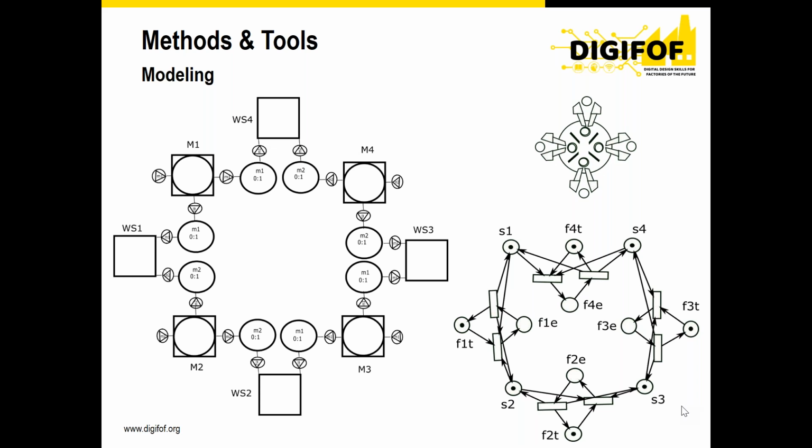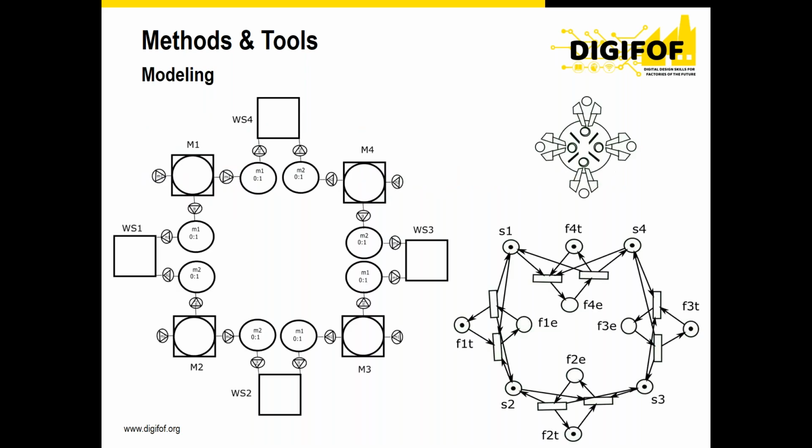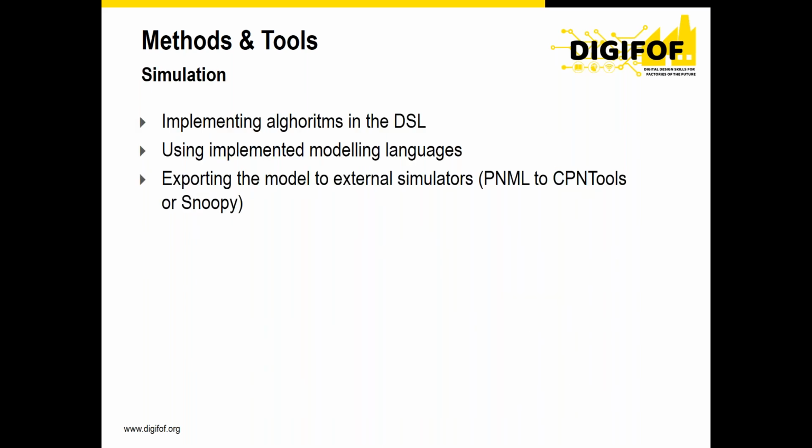So this is the part of the modeling, and this helps us to have a layout that can then be easily transposed into a Petri net, because it's a graph transformation, and can be used for the next step, that is simulation.